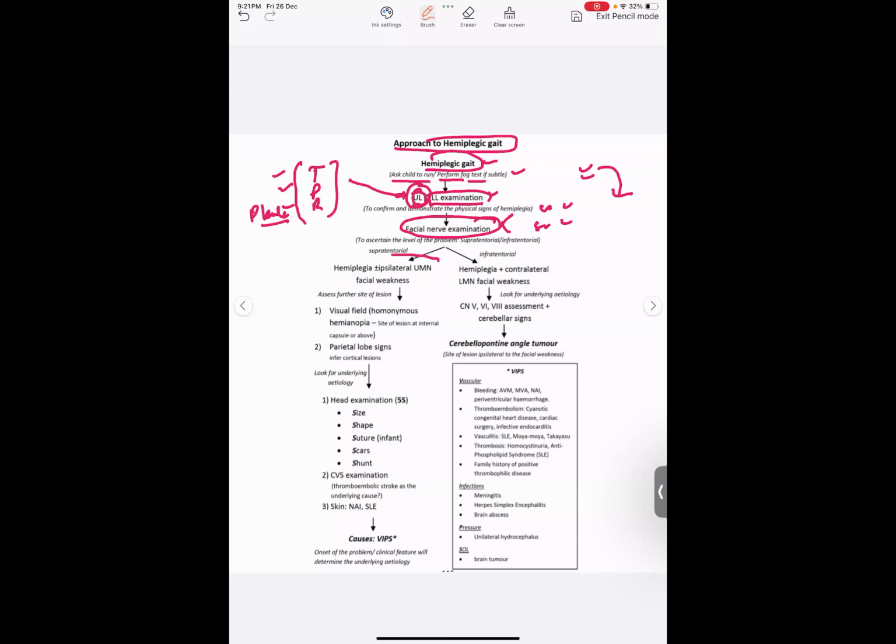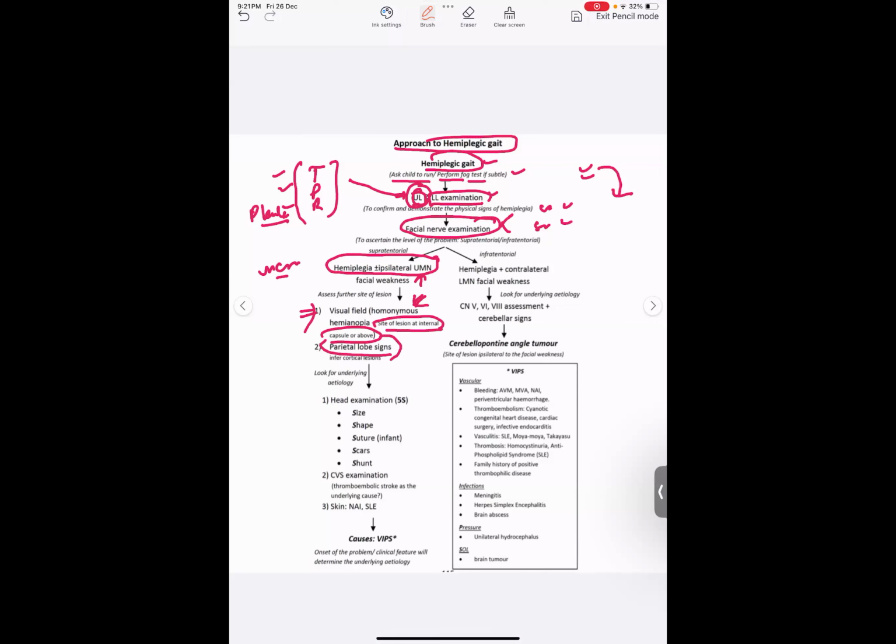If you see the same side leg involved, that is an uncrossed hemiplegia. Most likely the lesion is at the side of the internal capsule. Another finding that may be there is homonymous hemianopia, but usually you do not have enough time to go for all these examinations, or to look for the parietal lobe signs.